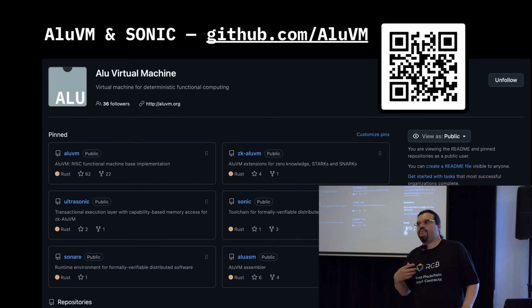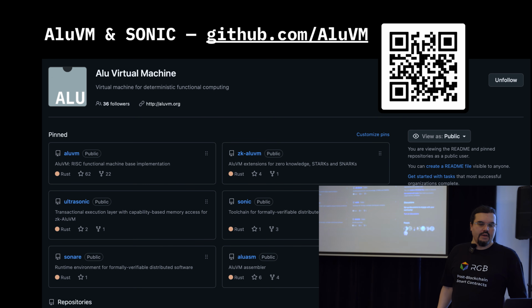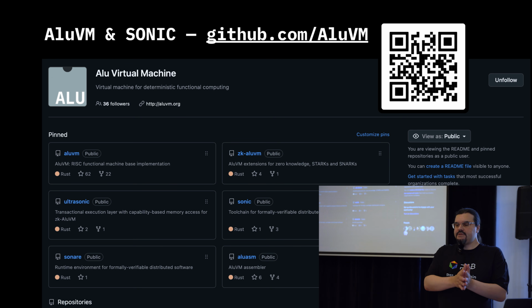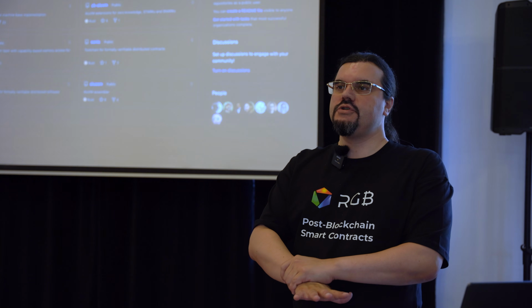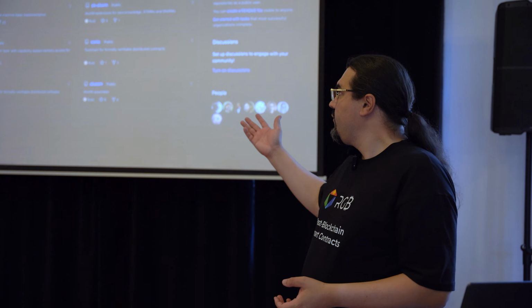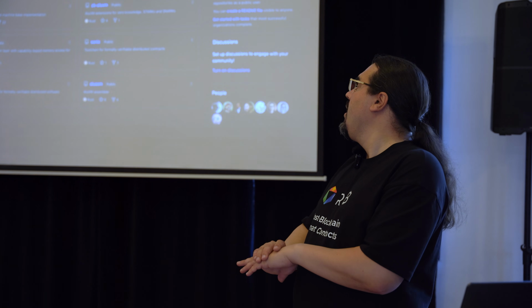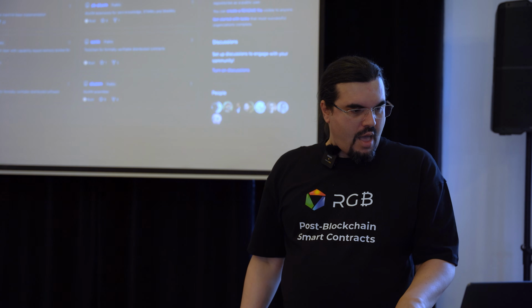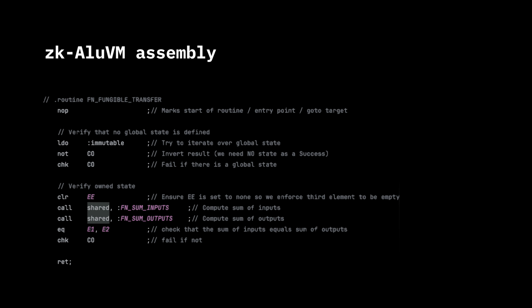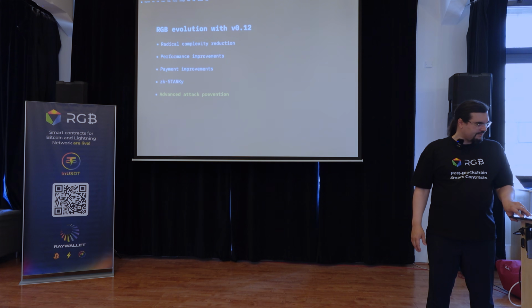All these parts are open source, of course. Because we have RGB as a dedicated smart contracting system on Bitcoin and Lightning, we also have a dedicated organization for this underlying polynomial computer used by RGB, and other projects besides RGB can also make use of this polynomial computer. You can find it in the GitHub organization called Alluvium. And that's what the assembly written for this polynomial computer looks like. It's pretty much the same assembly you wrote for many other architectures.